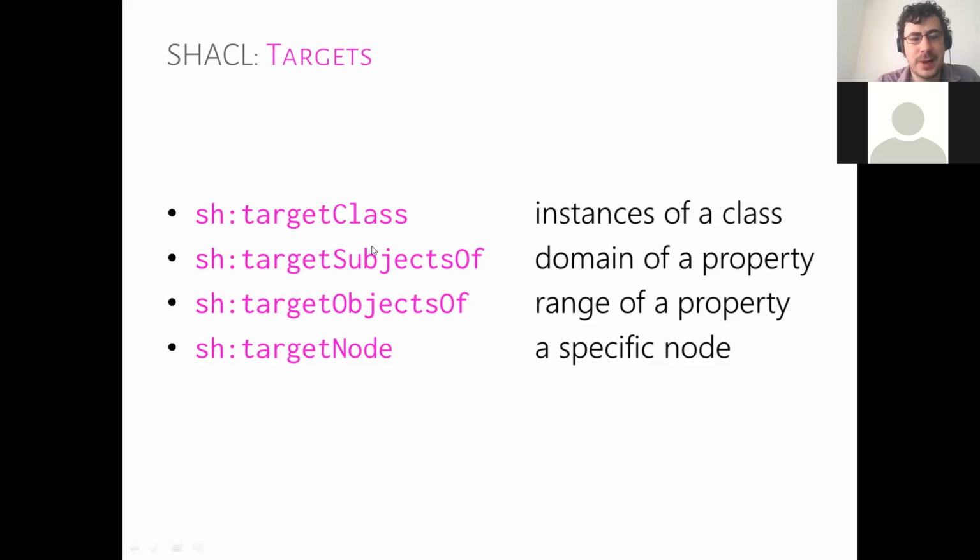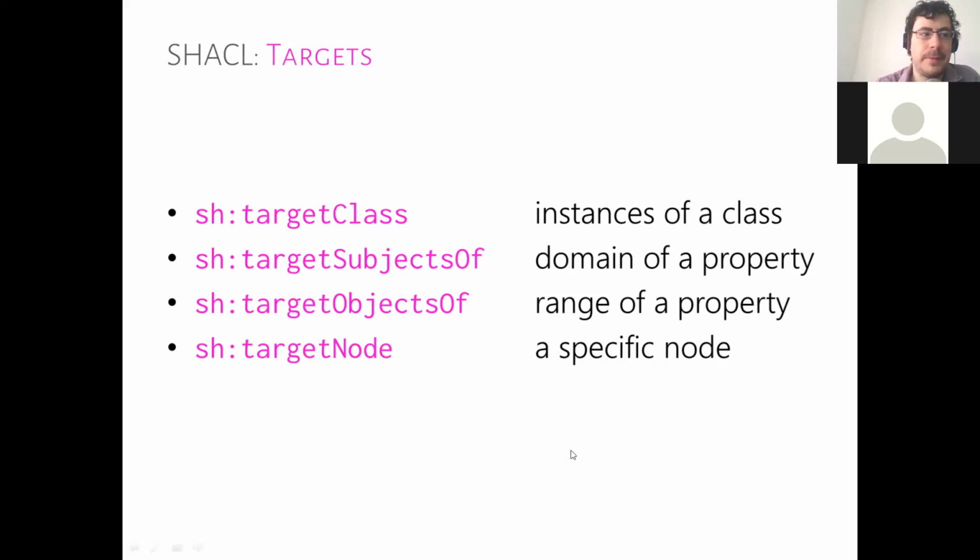The most obvious one is target class. So this is where we say, okay, the movie shape should target the movie class, right? It's very, very intuitive. So this also will target subclasses of movie, which we'll see in a second. However, we might not have one class that we want to target. Sometimes we might want to target the subjects of a given property. So target all of the nodes that have won an Academy Award, for example, or target all the subjects of works at, right? So these would be all the employees, for example.